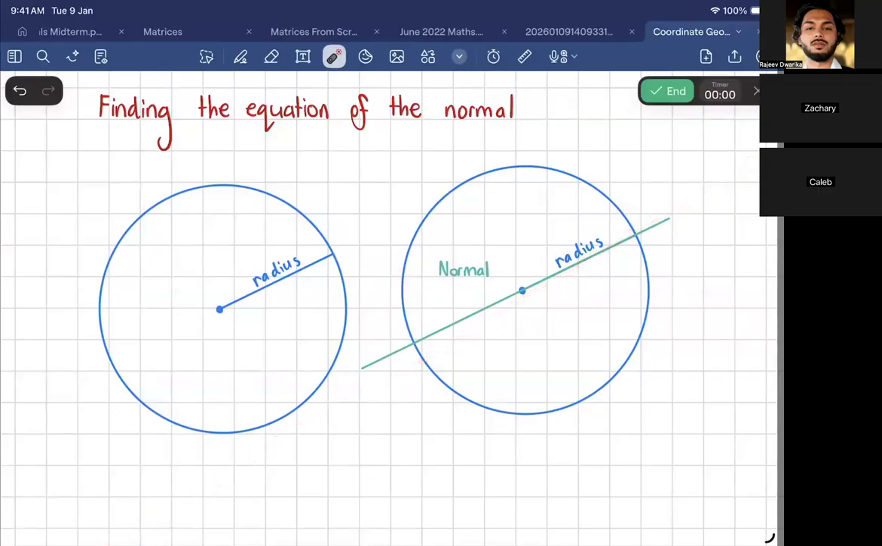Now I have a question. It looks as though the radius and the normal are what to each other? Perpendicular or parallel? Remember, parallel means that they have the same direction. Zachary, parallel means both of them are going in the same direction. In other words, they have the same gradient. Understand? Yes, sir. Right.